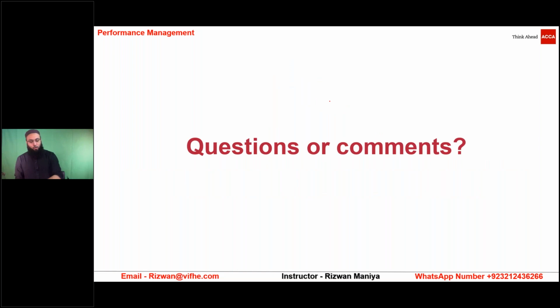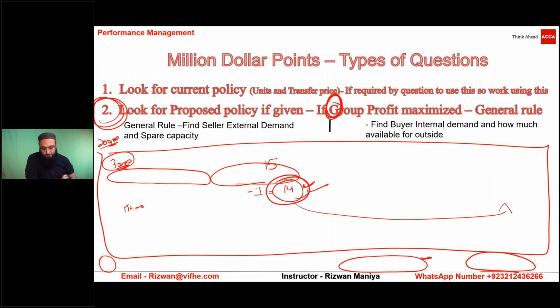Guys, I hope this is clear to all of you. So the conclusion is simple. The conclusion in the previous case was that internal transfer will be of 150,000 units and the price could be between 7 and 13. That's the conclusion. I'll show you the list of questions.